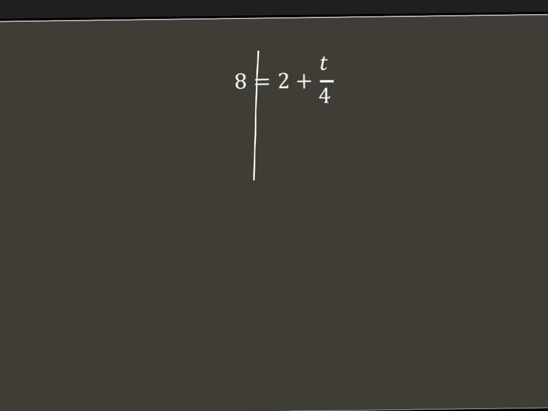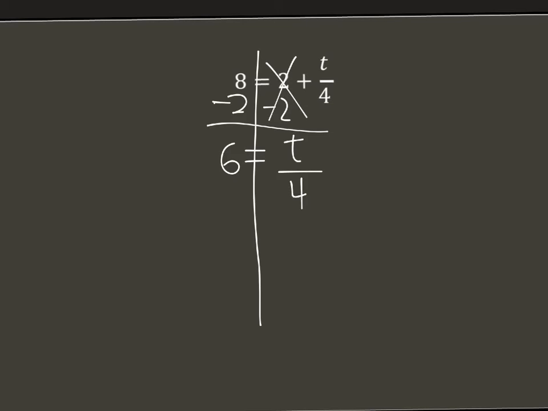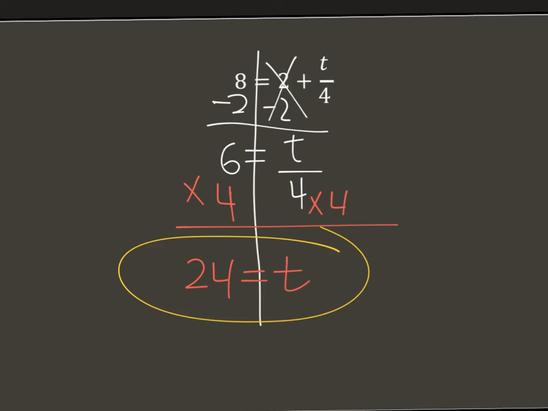Alright, next one, draw my line. Got to get rid of that 2 first. It's a positive 2, so I'm going to subtract 2 on both sides. 8 minus 2 is 6. Bring down my equal sign. And I'm left with t over 4, which is actually t divided by 4. When I do this, if I see division, I'm going to do multiplication to get rid of it. 6 times 4 is 24, and then I'm just left with t. So my final answer here is t equals 24.